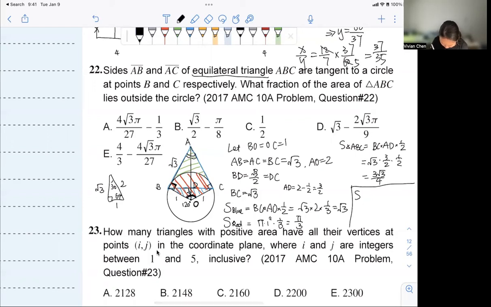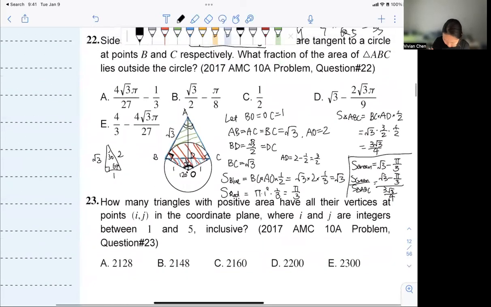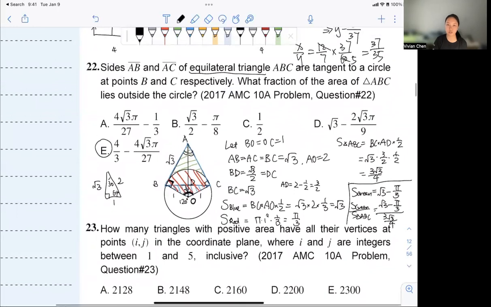Okay, so finally, the green parts should be blue minus red. And then the ratio should be S green over S triangle ABC. That is square root 3 minus pi over 3, over 3 square root 3 over 4. And basic calculation. I have no place to write it anymore, but if you just simplify it, you will find out that the answer to this question is D.